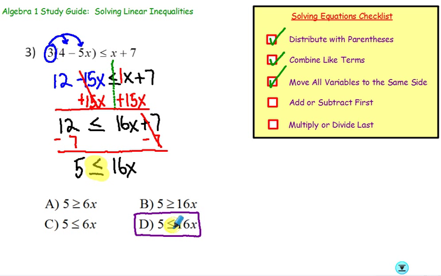All right, well, let's go ahead and pause the video at this point and try number 3 in the middle and number 3 on the right side.